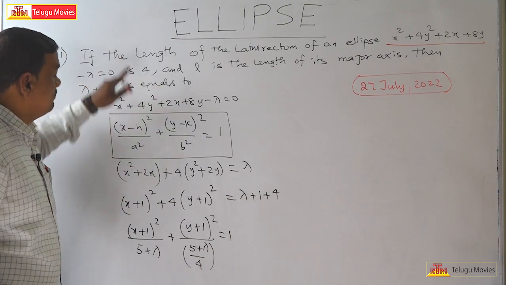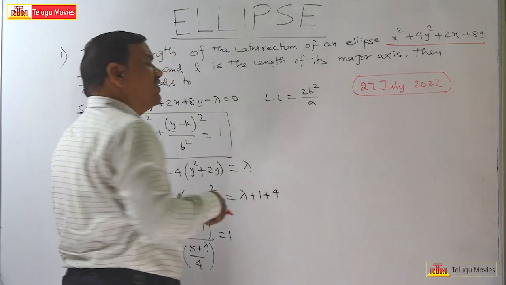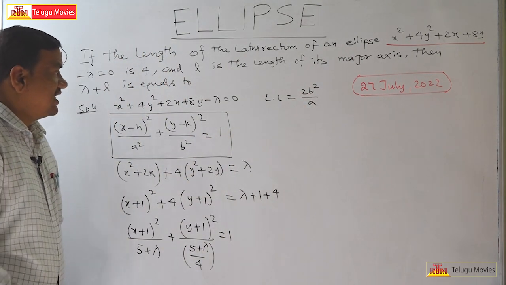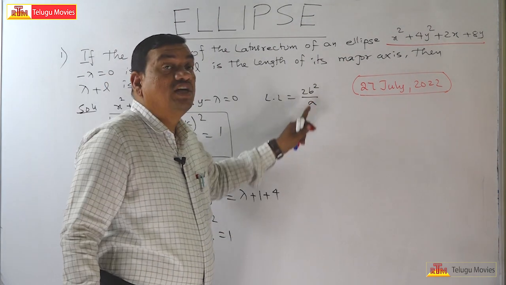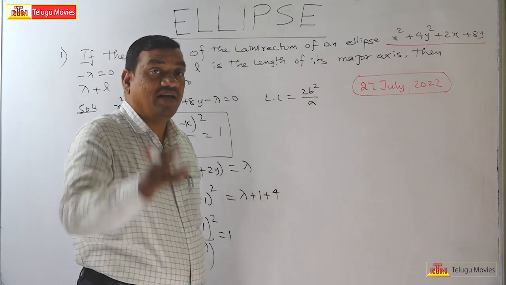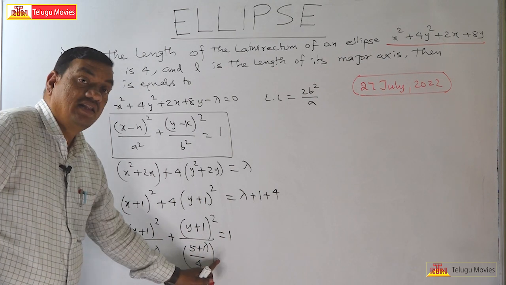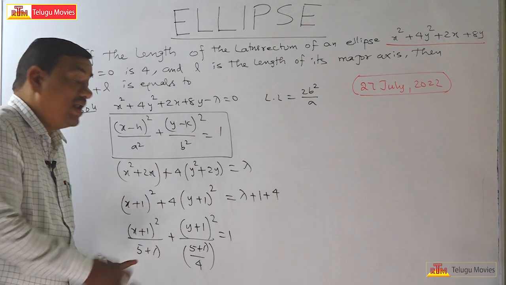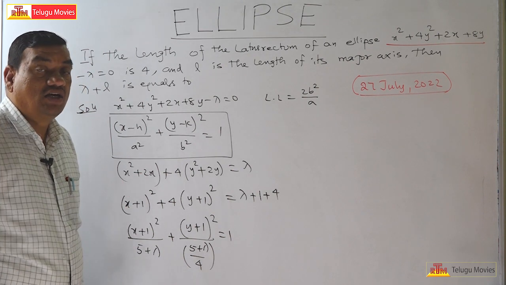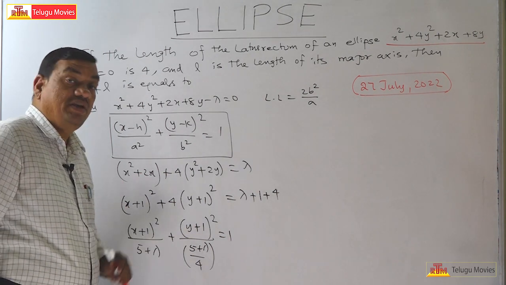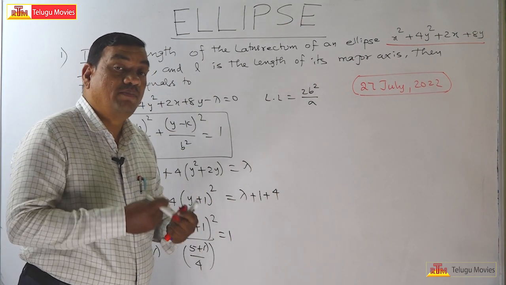Now, what is the length of the latus rectum? The length of the latus rectum is 2b square by a, whatever the ellipse may be. You may ask a doubt: sir, there are two formulas, one is 2a square by b, another is 2b square by a. Here clearly a is greater than b. Here a square is 5 plus lambda, and b square is 5 plus lambda by 4. Therefore it is a horizontal ellipse, that's why a is greater than b. Understand this? That's why we take the length of the latus rectum as 2b square by a.